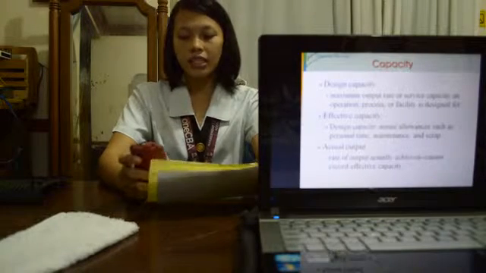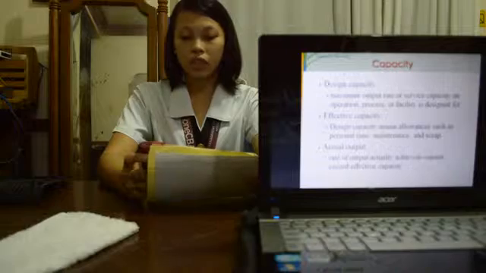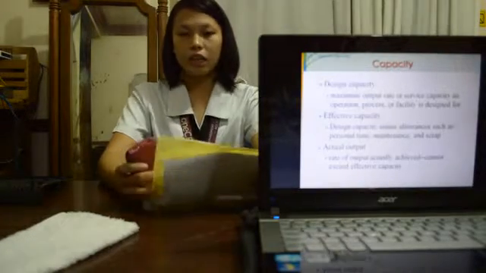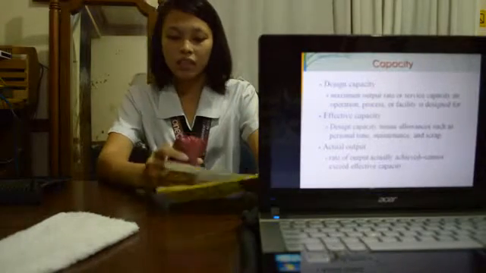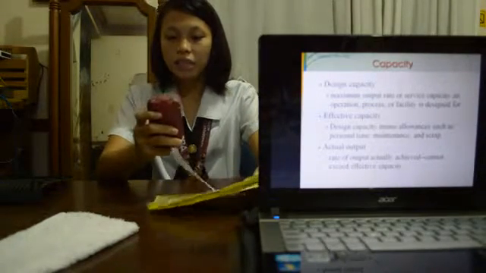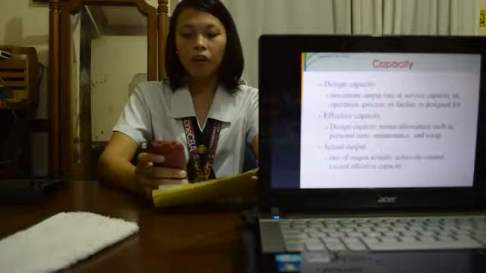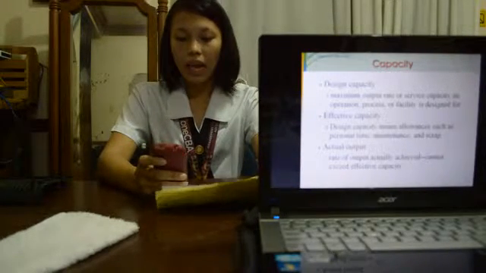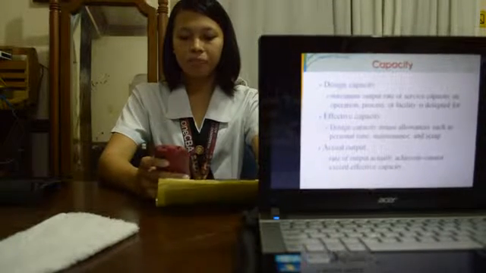Design capacity is the maximum output rate or service capacity an operation, process, or facility is designed for. While effective capacity is the design capacity minus allowances such as personal time, maintenance, and scrap. While actual output is the rate of output actually achieved, which cannot exceed effective capacity.